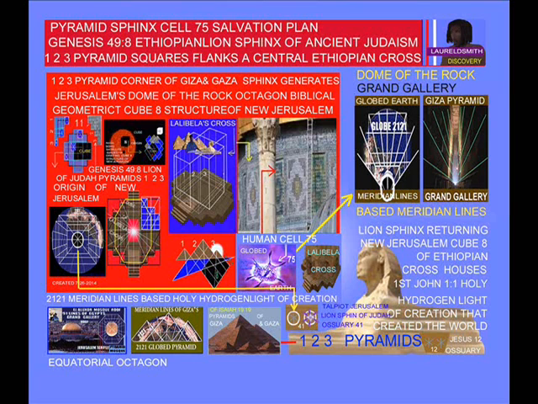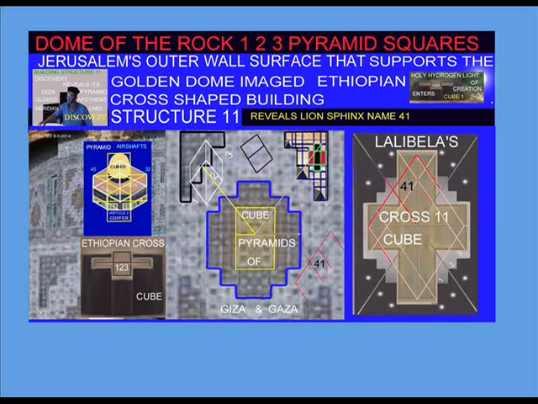1, 2, 3 group in the pyramid squares. So as we look at the 1, 2, 3 group in the pyramid squares flanking a central Ethiopian cross within the Dome of the Rock outer wall stone rectangular window frames, we have made the connection with the black African couching lion Sphinx of ancient Giza and Gaza that ruled in Jerusalem over the 12 sons of Jacob.